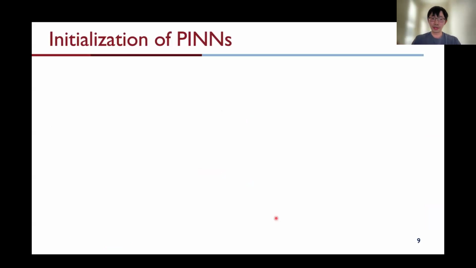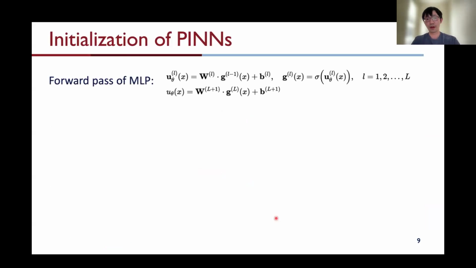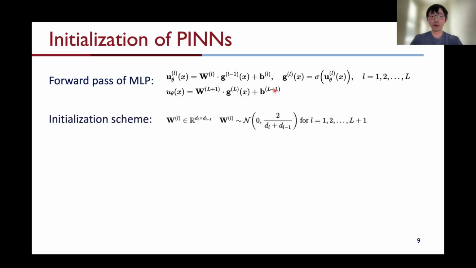So to begin with, I need some background. Here is a forward pass of an MLP, where W_l are weight matrices, b_l are biases, and sigma just denotes the nonlinear activations. Then if you remember, what I present here is the Xavier initialization. Those weight matrices are sampled from a Gaussian distribution with a set variance, and this variance is determined by the width of the l and l-1 layers.